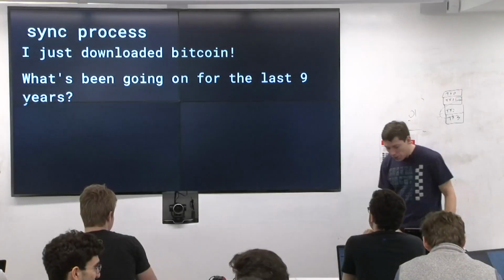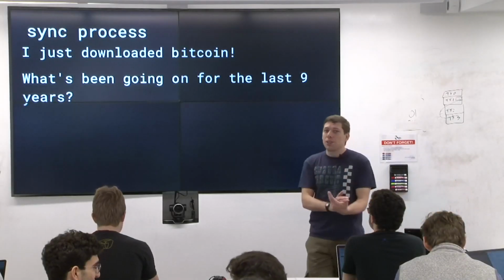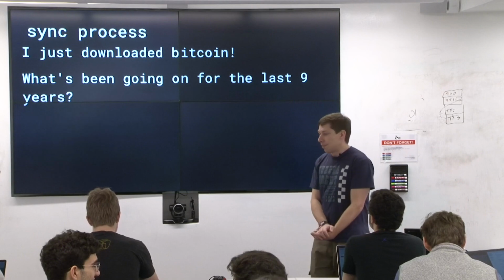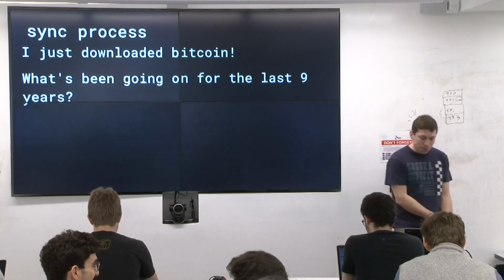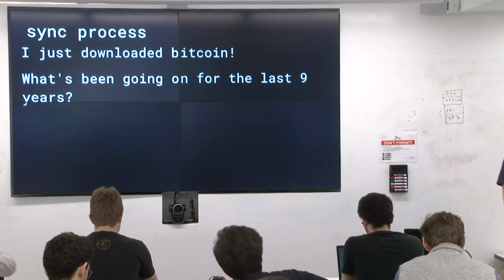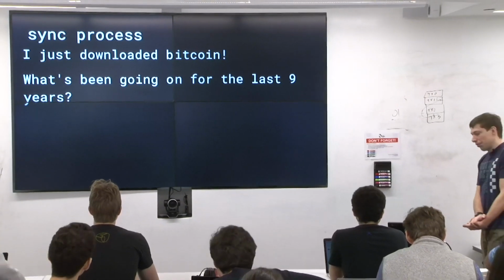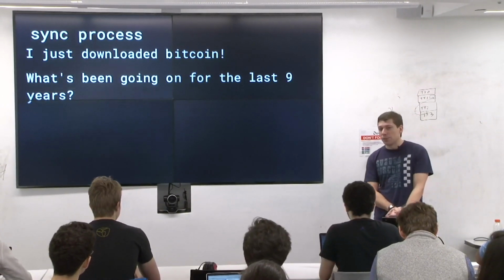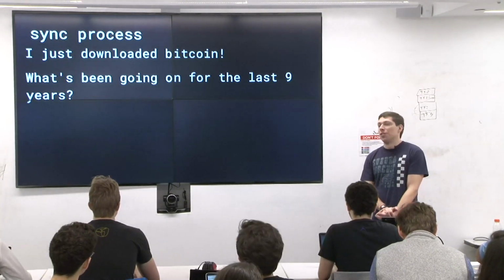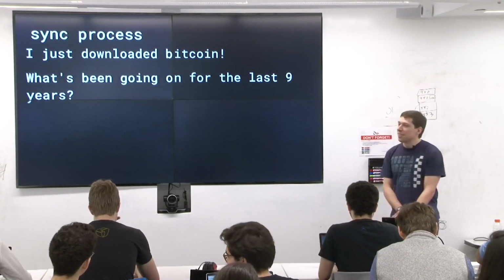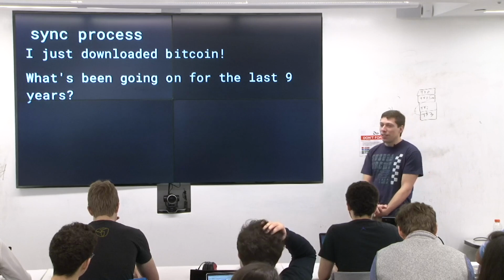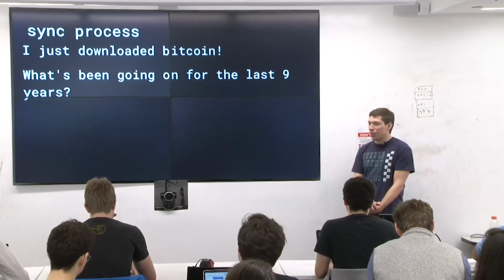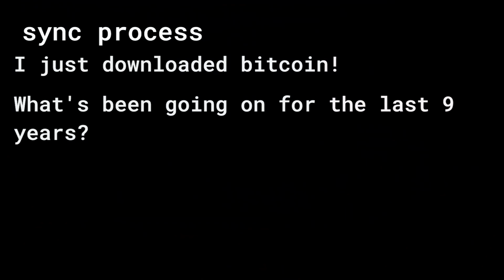Okay, so now I'll talk about the synchronization process. How does this actually work in the software when you download Bitcoin? So first, you download Bitcoin. You go to bitcoin.org, or your friend hands you a USB drive and says, hey, I got some good stuff, man. This new thing called Bitcoin. And so you've got the Bitcoin exe file or DMG file or the binary or the code. And you want to know what's been going on for the last 9 years.